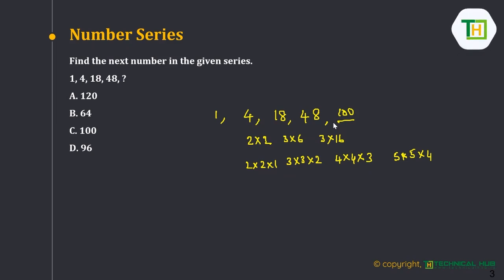1 into 1 into 1 is 1, 96. So one student got 96 here. Okay. Very good. Very good. Many of the students have given the logic as well. That's good.